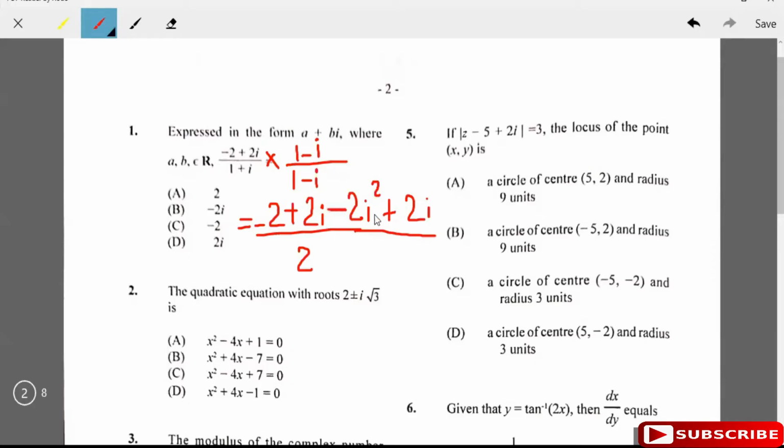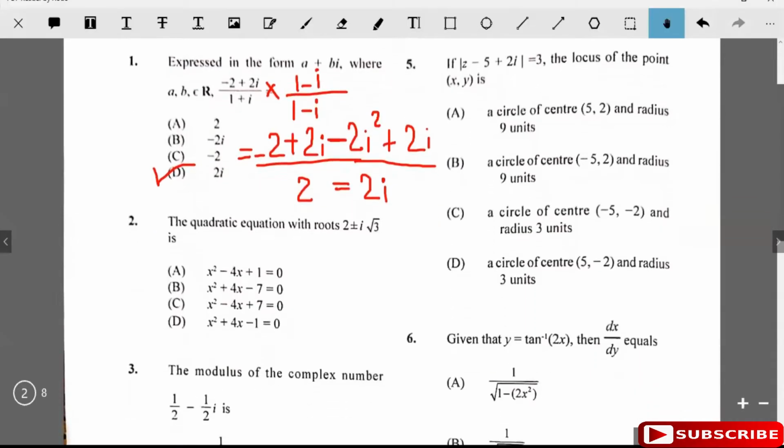And then i squared is minus 1. So 2 minus 2 is 0. I add that back, we have 4i over 2, which is 2i. So question one is done. Easy.